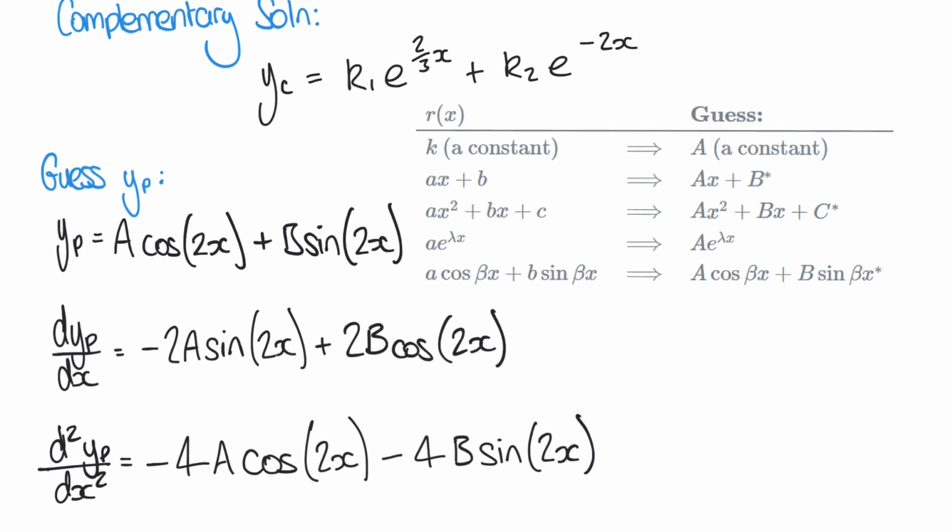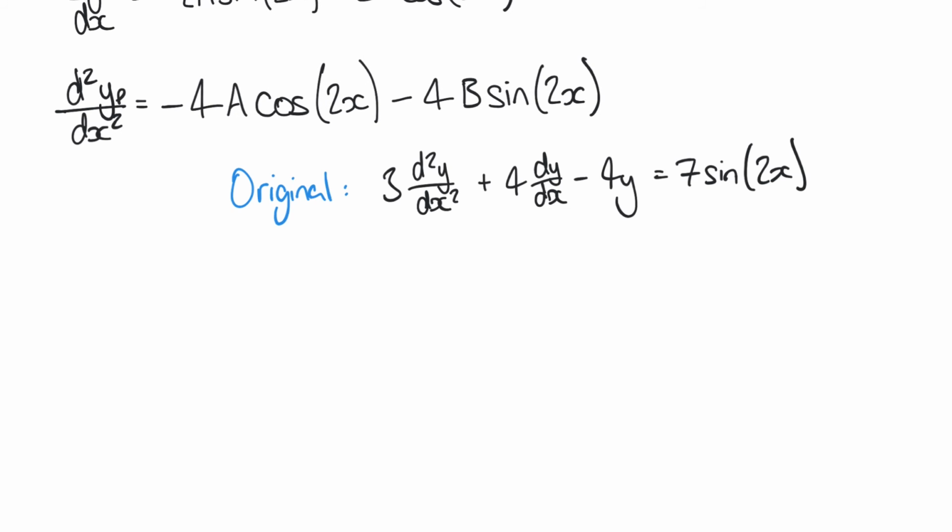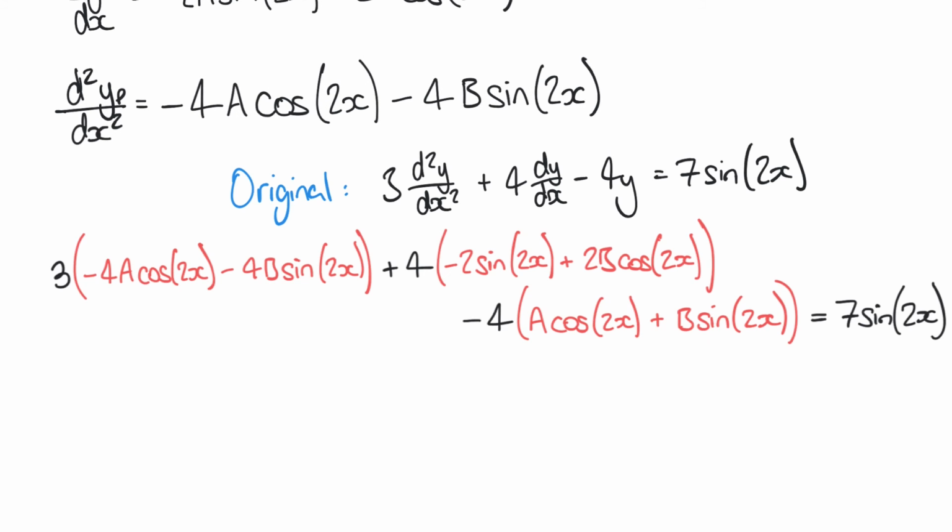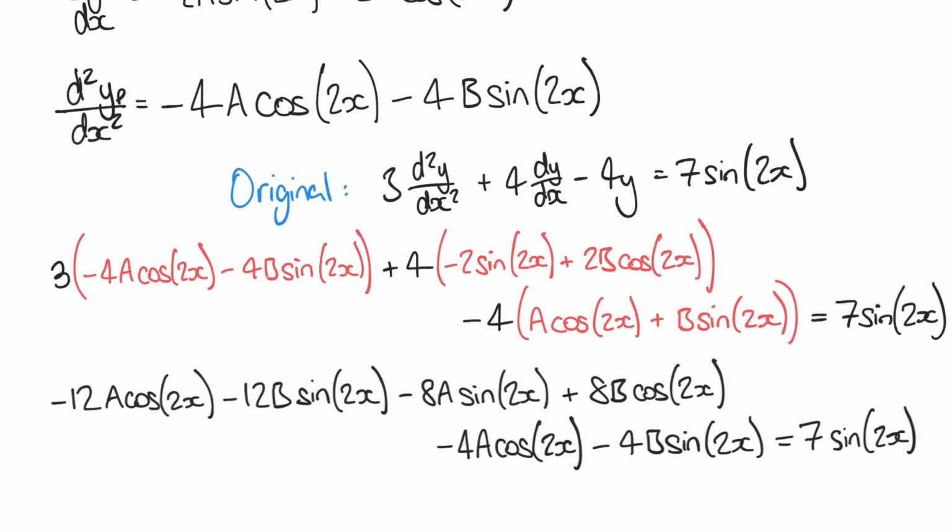So when we substitute these into our original equation, we get something that's quite long. When we put all of those in, we get something that looks like this. And we can expand out those brackets, multiply out those brackets, and we express it like this. Minus 12a cos 2x minus 12b sine 2x minus 8a sine 2x plus 8b cos 2x minus 4a cos 2x minus 4b sine 2x is all equal to 7 sine 2x.